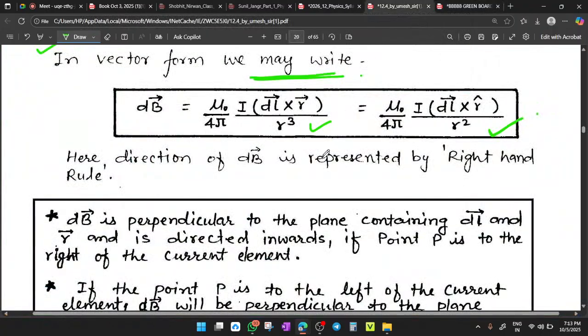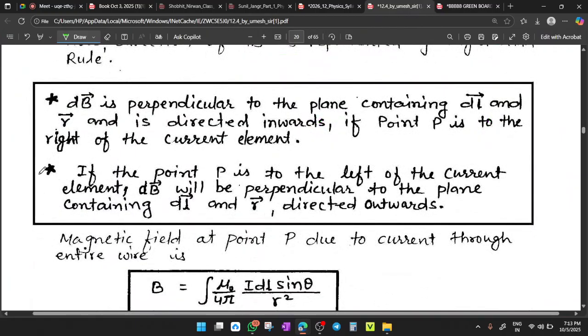So dB is perpendicular to the plane containing dl and the r vector, and it is directed inward if point P is to the right of the current element. If point P is towards the right of the current element, then the direction will be inward to the plane of paper. Similarly, if point P is to the left of the current element, dB will be perpendicular to the plane of paper containing dl and r, and it is directed outward.